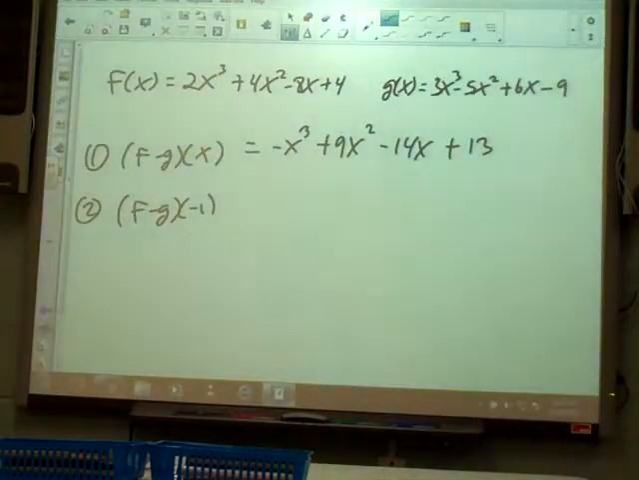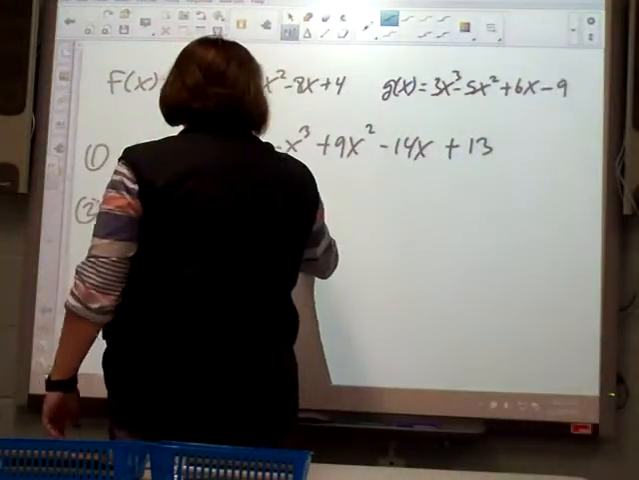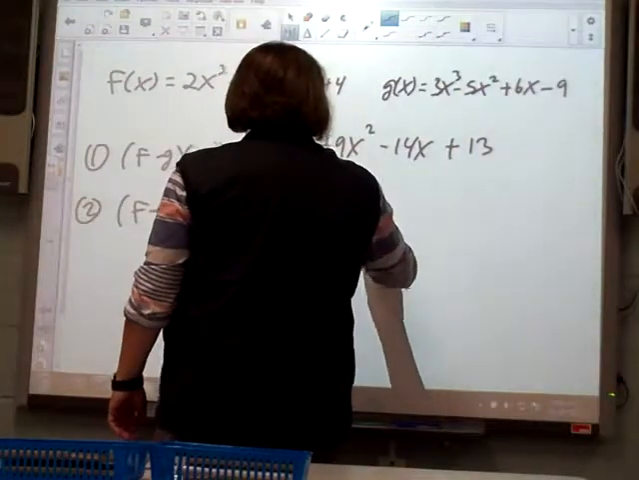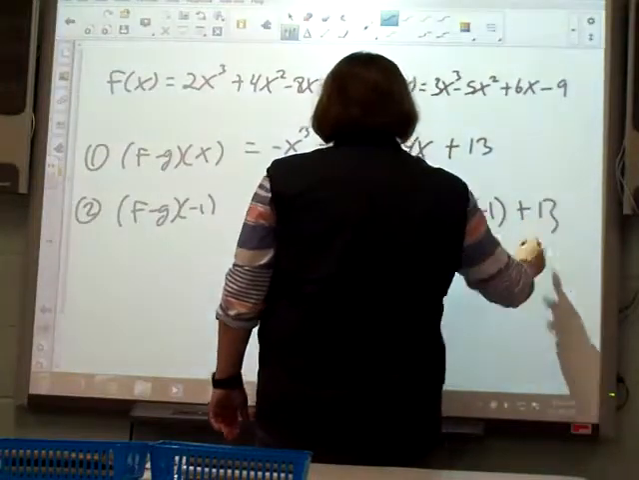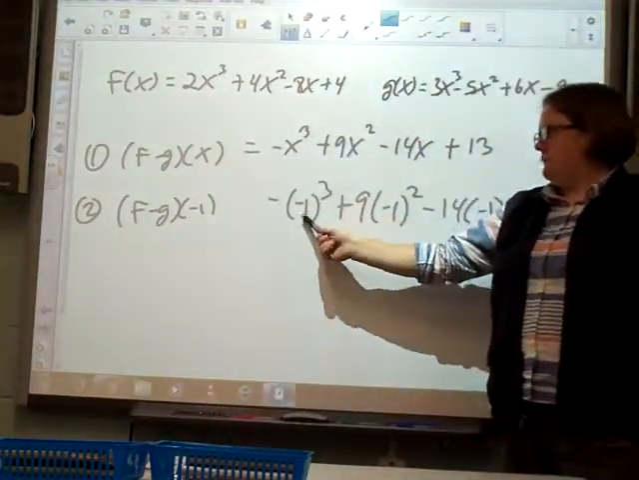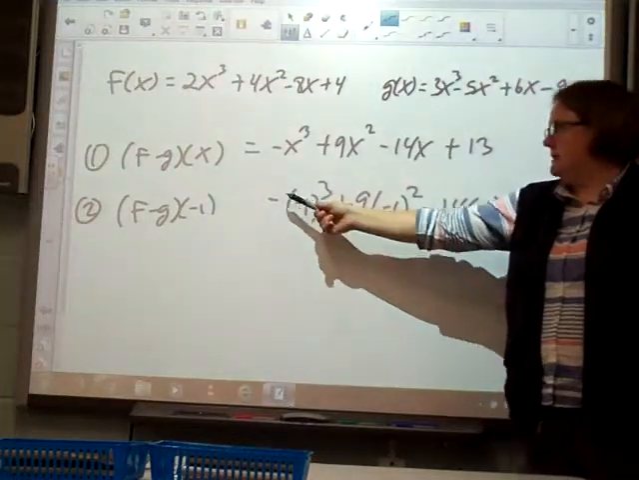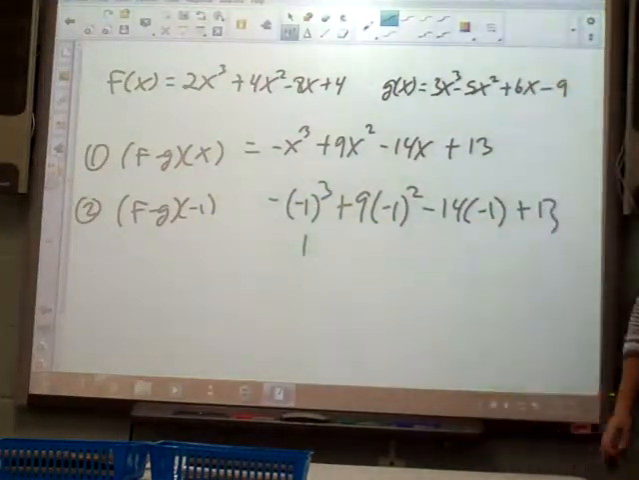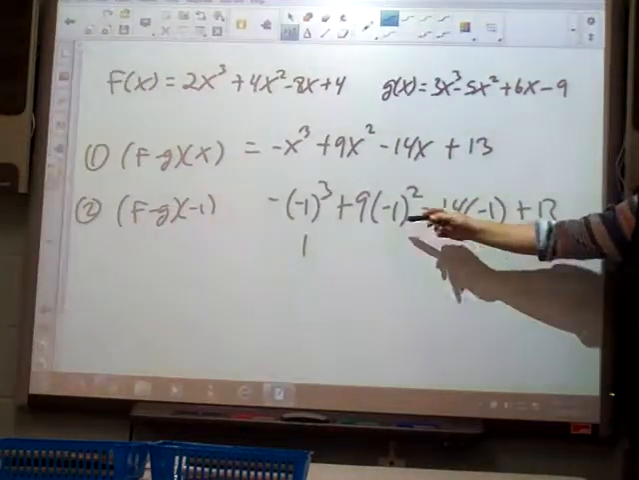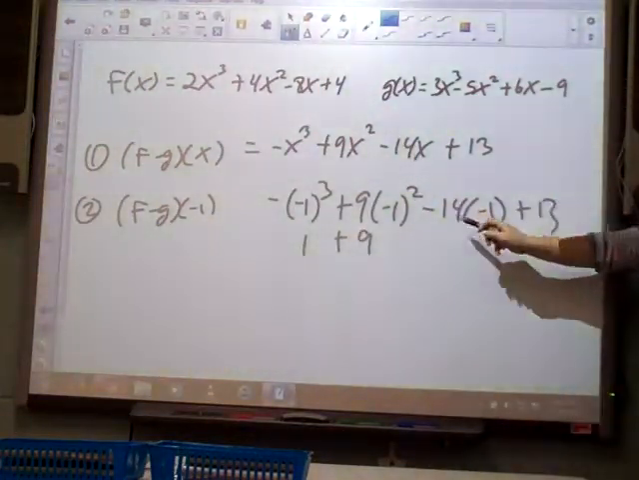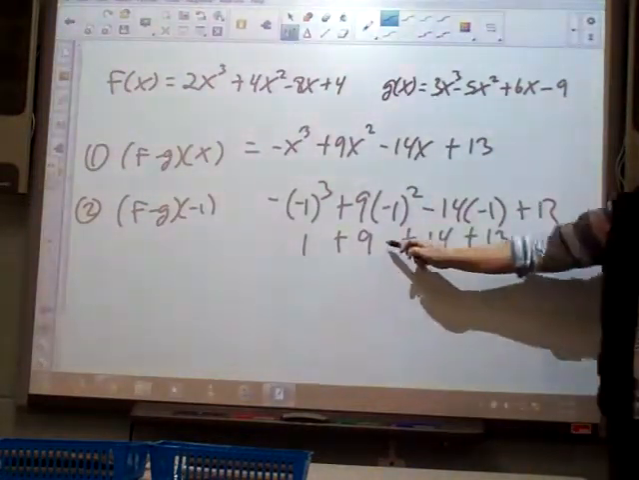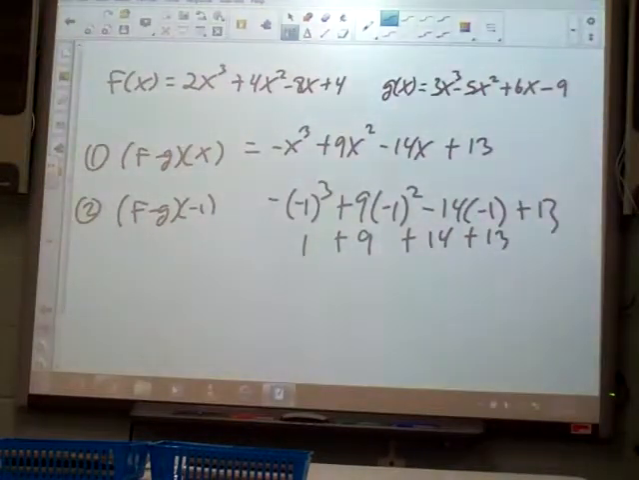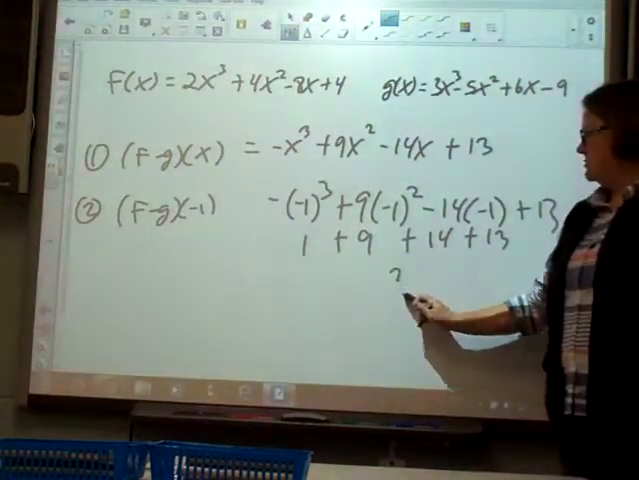Now for your second answer, you've got to plug the negative 1 in for all the x's. So that'll be negative 1 cubed plus 9 times negative 1 squared minus 14 times negative 1 plus 13. Negative 1 cubed, negative 1 stays negative 1, but then times another negative turns that to a positive 1. Negative 1 squared is 1, so 1 times 9 is 9. Negative 14 times negative 1 is a positive 14. So that's 10 plus 14 is 24, plus 13 is 37. Good job.